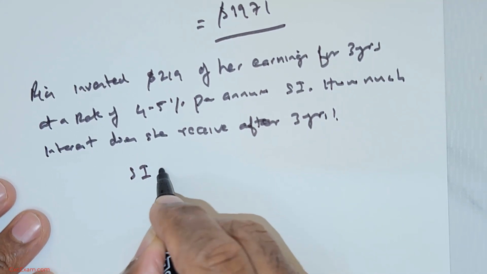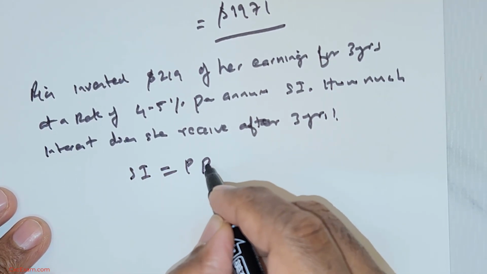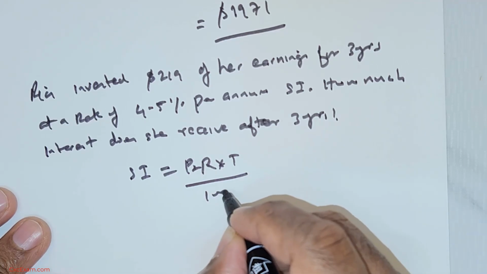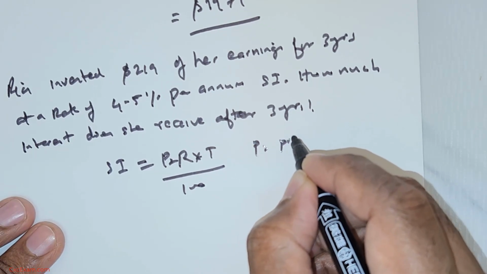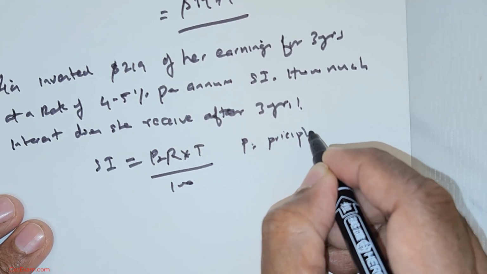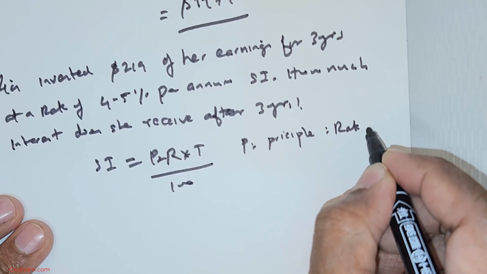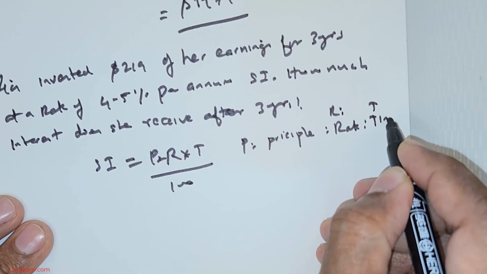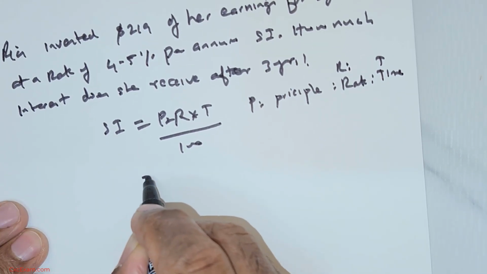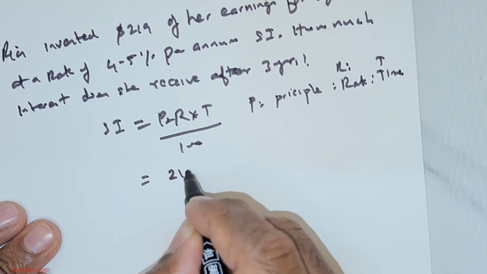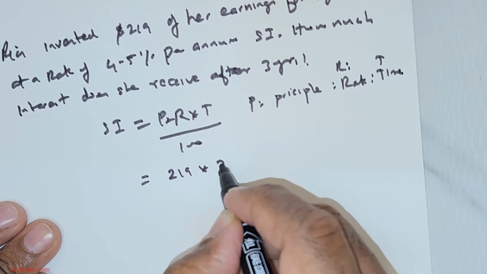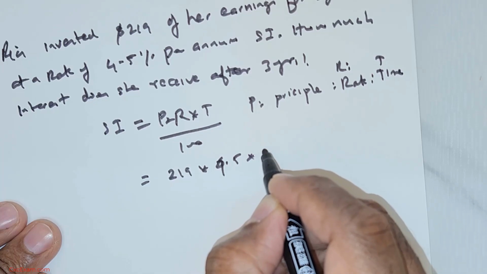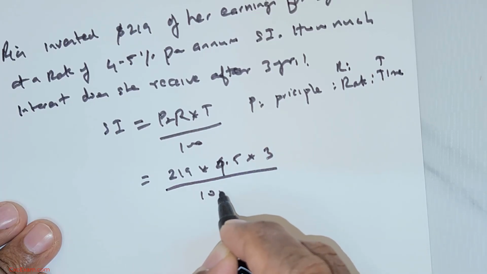Now this is the formula. Simple interest is P times R times T divided by 100. So P is the principal, R is the rate, okay, and T is the time. So she is investing 219. The rate is 4.5 and the time is for 3 years, divided by 100.